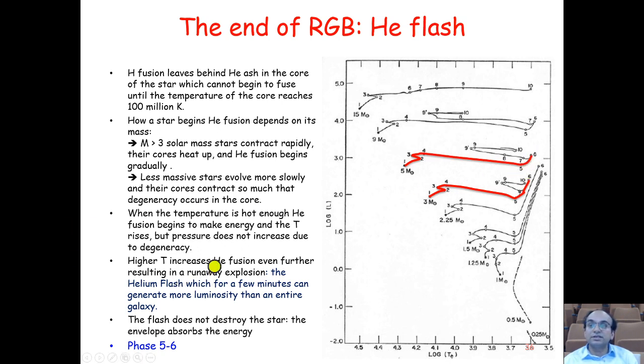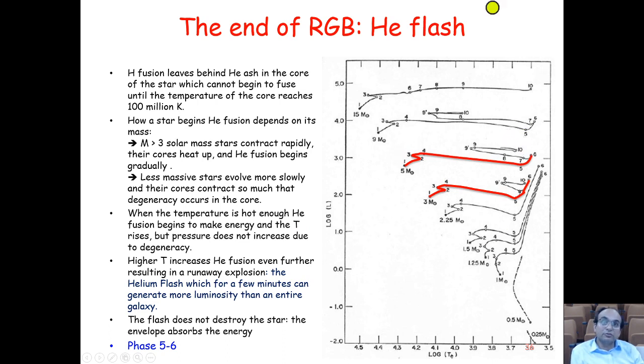So the temperature increases, helium fusion goes even further, resulting in a runaway explosion. The helium flash, which for a few minutes can generate more luminosity than an entire galaxy. Okay, the flash does not destroy the star. The envelope absorbs the entire light because the outer envelope is the expanded one.